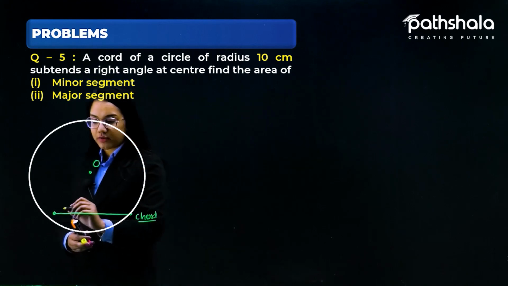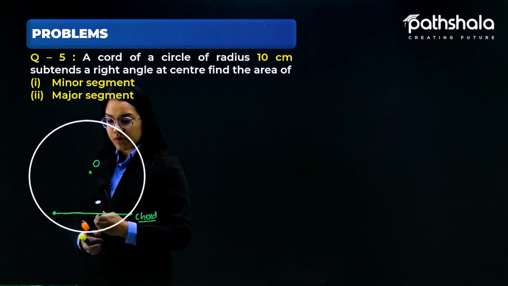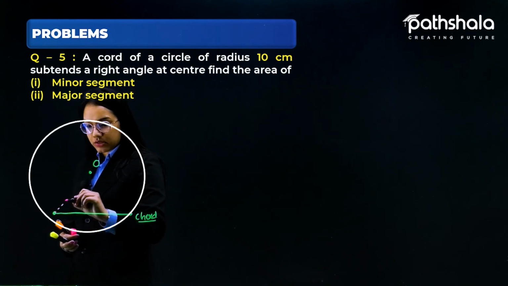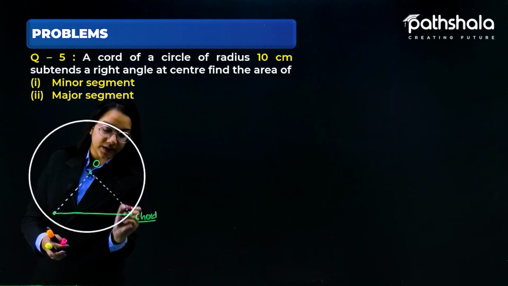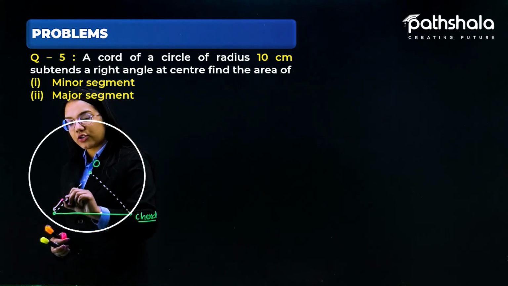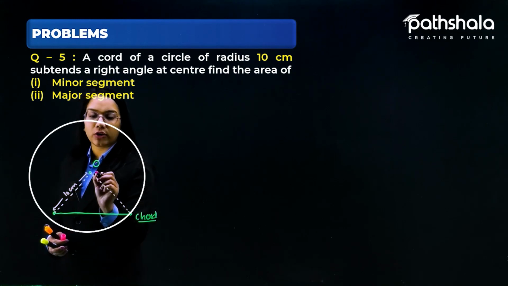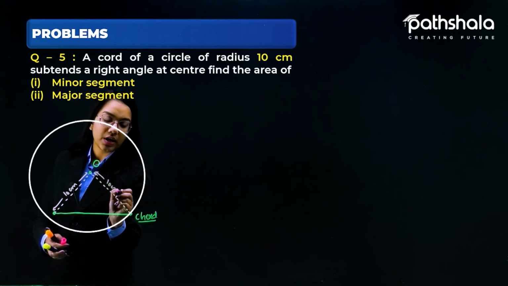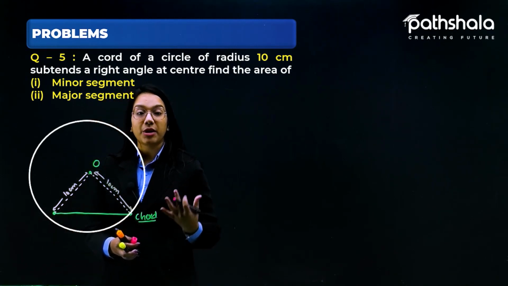And further, let us suppose I join the chord endpoints with this particular center, so it looks like this. Now it says that the radius is given to us and the radius is 10 centimeters. So this is 10 centimeters and this is also 10 centimeters, and we have to find out the area of the minor segment and the major segment.